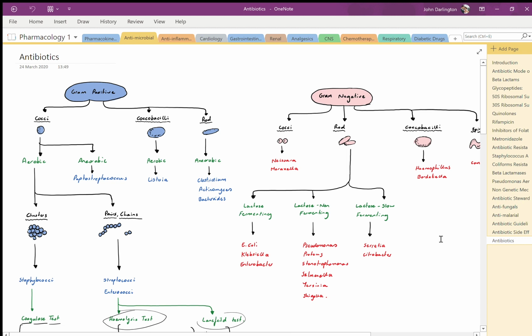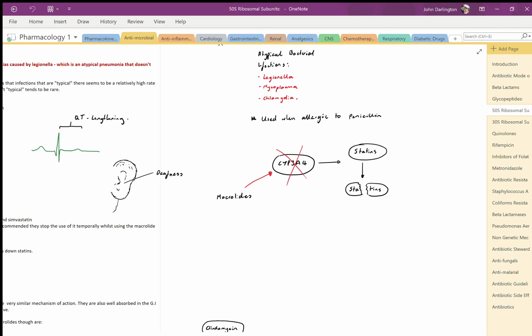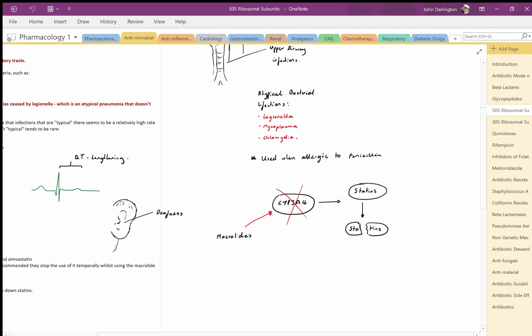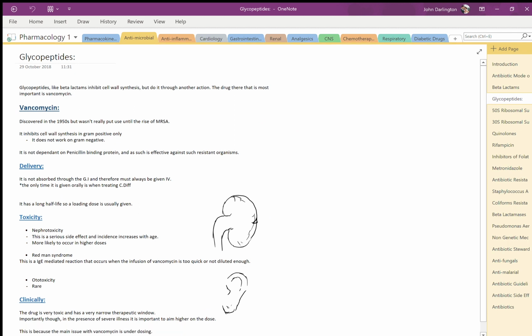Okie dokes. So just carrying on from where we left off from the beta lactams, and I said that I would go over some of the other antibiotics that are important to know about. So again, I'm just using my own notes here just because it's easier just to go through them and we can look at everything that's been said.